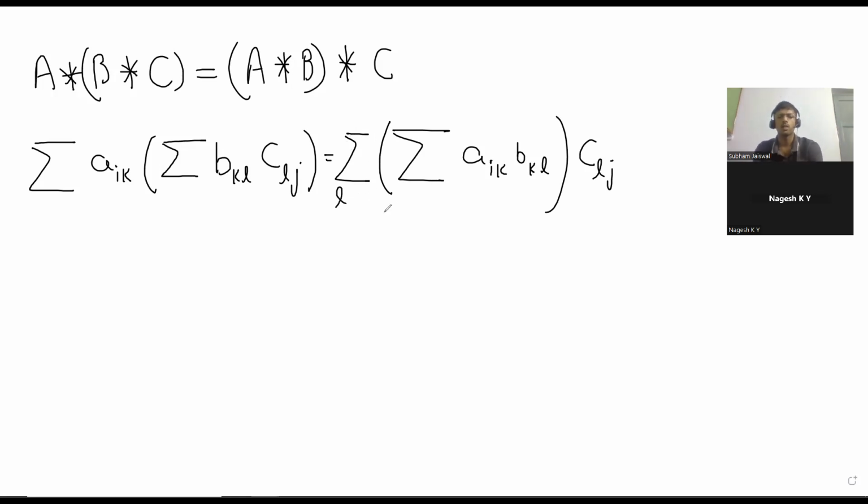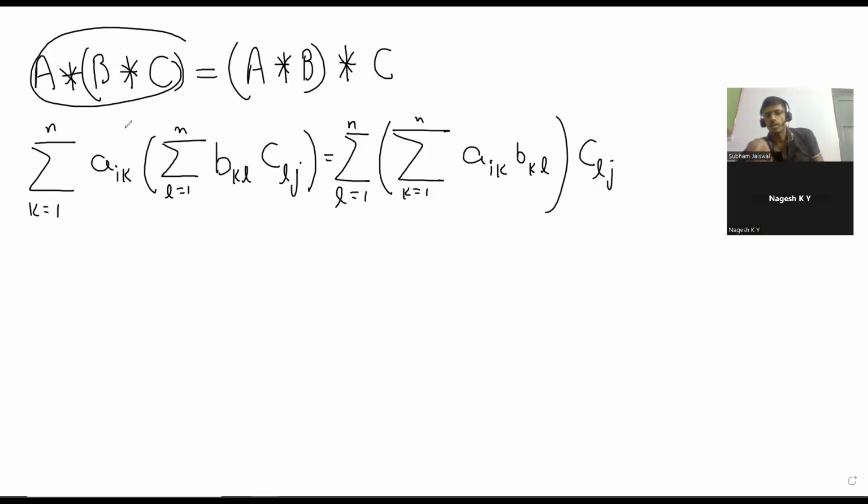So this L goes from 1 to N, and here K goes from 1 to N, and here L goes from 1 to N, and here K goes from 1 to N, right? What I'm trying to say is that this LHS comes because we are trying to show these two things are equal. So we compare their ijth elements, and when we write out the ijth element of this, we get the LHS and nothing else. So we arrive at the LHS in the natural way by just writing out what it means to multiply matrices. And similarly, when you write out the RHS, you get this.